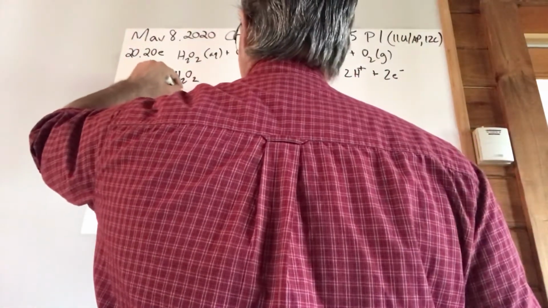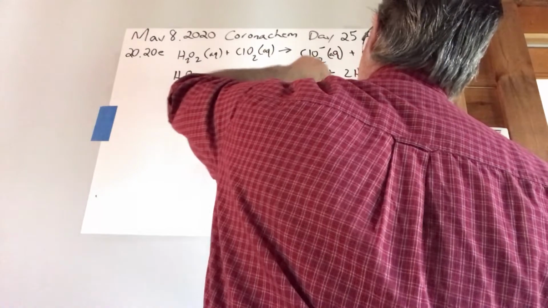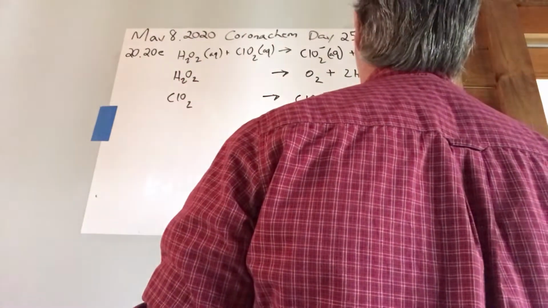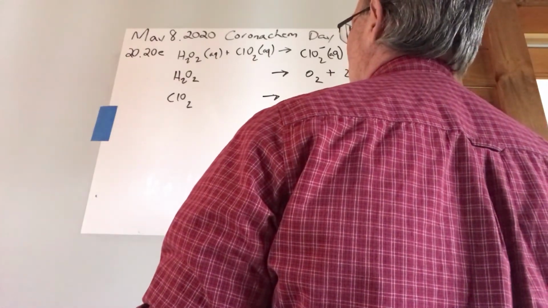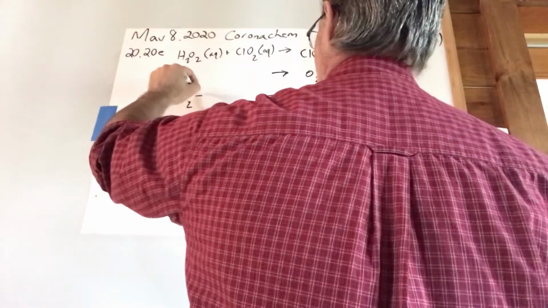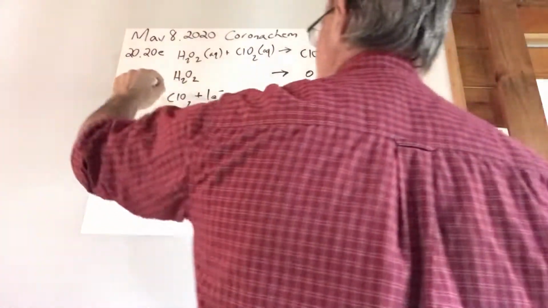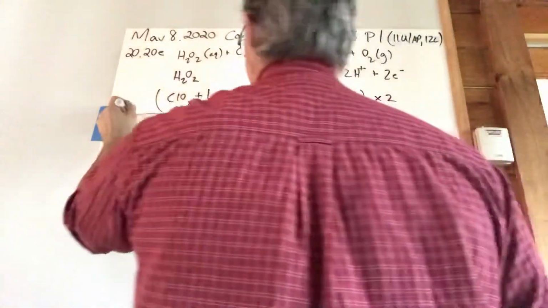Then we have the chlorine dioxide turning into chlorite. Same chemicals, the only difference is there are more electrons on one side. So we're going to put one electron to balance that one negative charge, and that's it. Oh boy, that's an easy one, I think. Multiply that by 2 to get the same number of electrons and add the results.